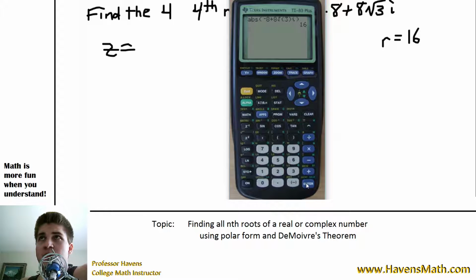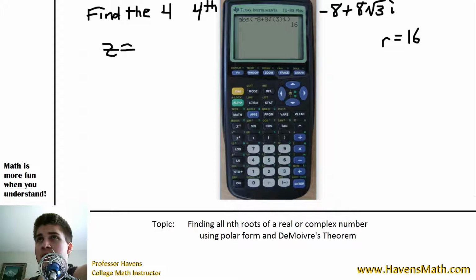For polar form, we also need to know theta for this number. Similarly, we go back to math, scroll over to CPX, and go down to angle. Our calculator will find the angle of this complex number, what angle it is at in the complex plane. So we simply type all that in. You could also use a tangent or an arc cosine function to find it, and the Pythagorean theorem to find r, but I find this is just a little bit faster. So we get this result, 2.094.